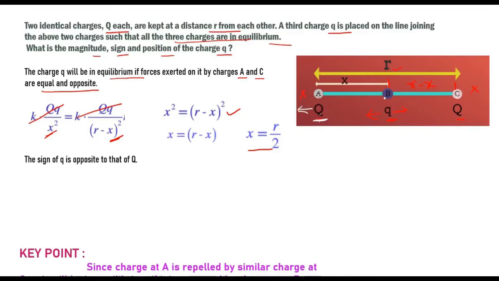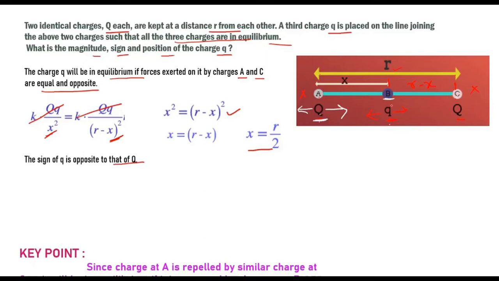So the charge at B, which is small q, must attract the charge at A, so that the charge at A will be in equilibrium. The charge at A is under two forces: one is the attractive force by small q, and the other is the repulsive force exerted by capital Q. This is the key point, the deciding factor for the sign of small q. So the sign of small q has to be opposite to that of capital Q. Then only will the system of all three charges be in equilibrium.